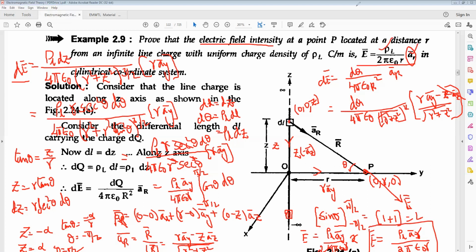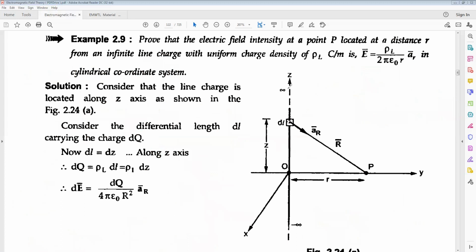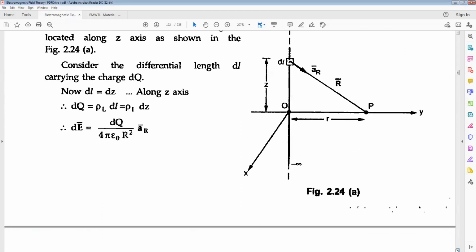Got it, my students? This is the infinite line charge on the z-axis, to prove that E bar is equal to rho L by 2 pi epsilon naught r into a_r. Got it, my students?